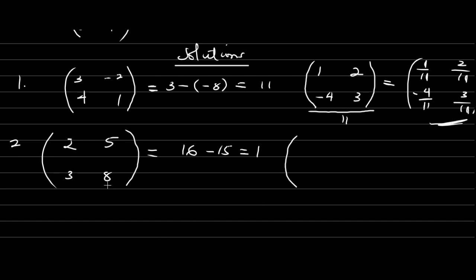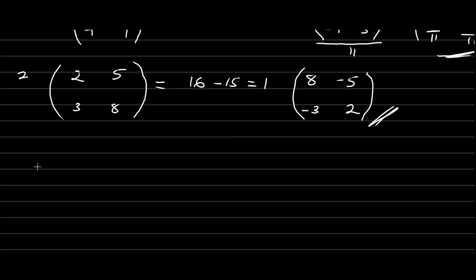So the next step is we swap these elements, 8 and 2. So 8 will be here, 2 will be here. Multiply the other two by -1. You have minus 5 and you have minus 3. And they ask us to divide this by 1. If you divide by 1, you will still have this back. All right.